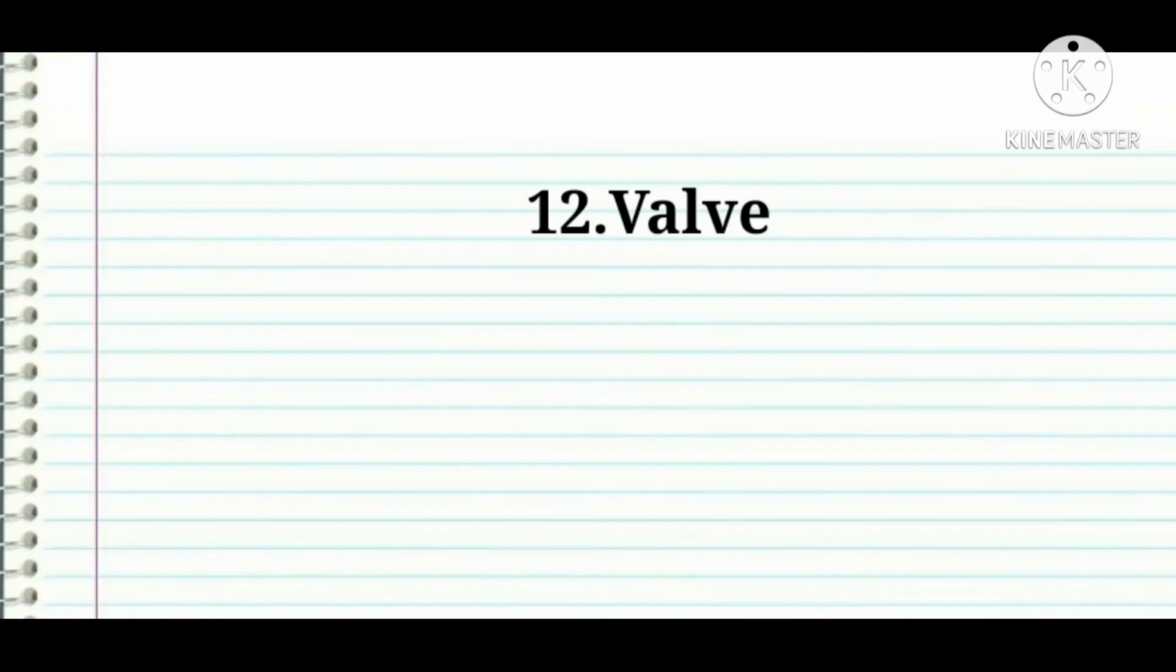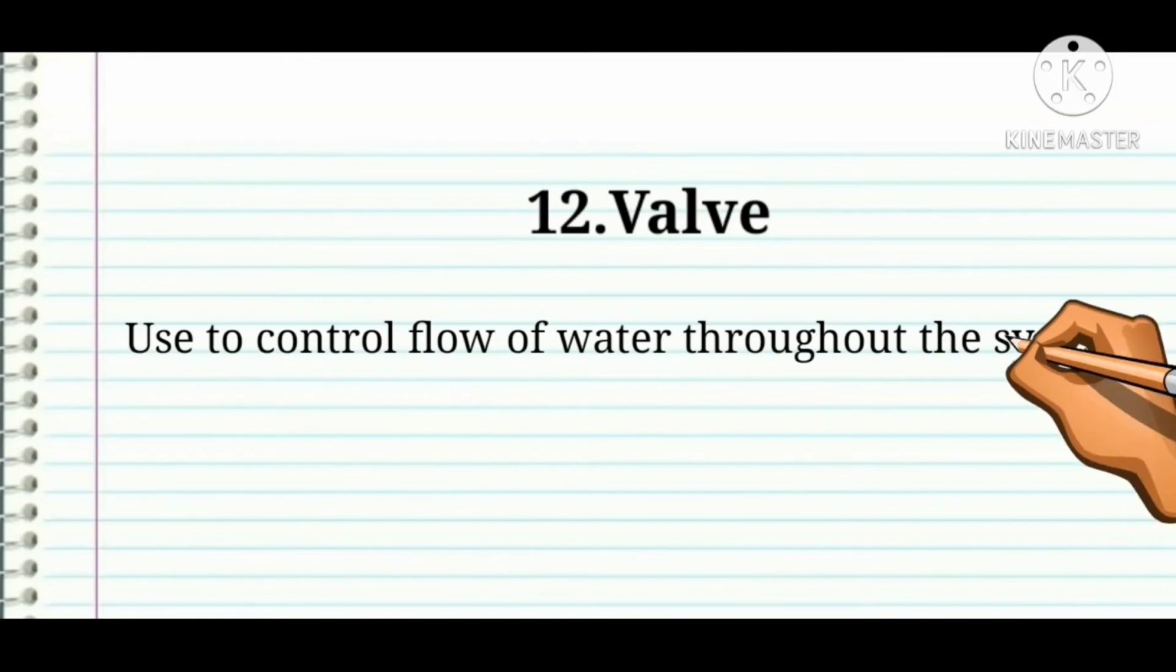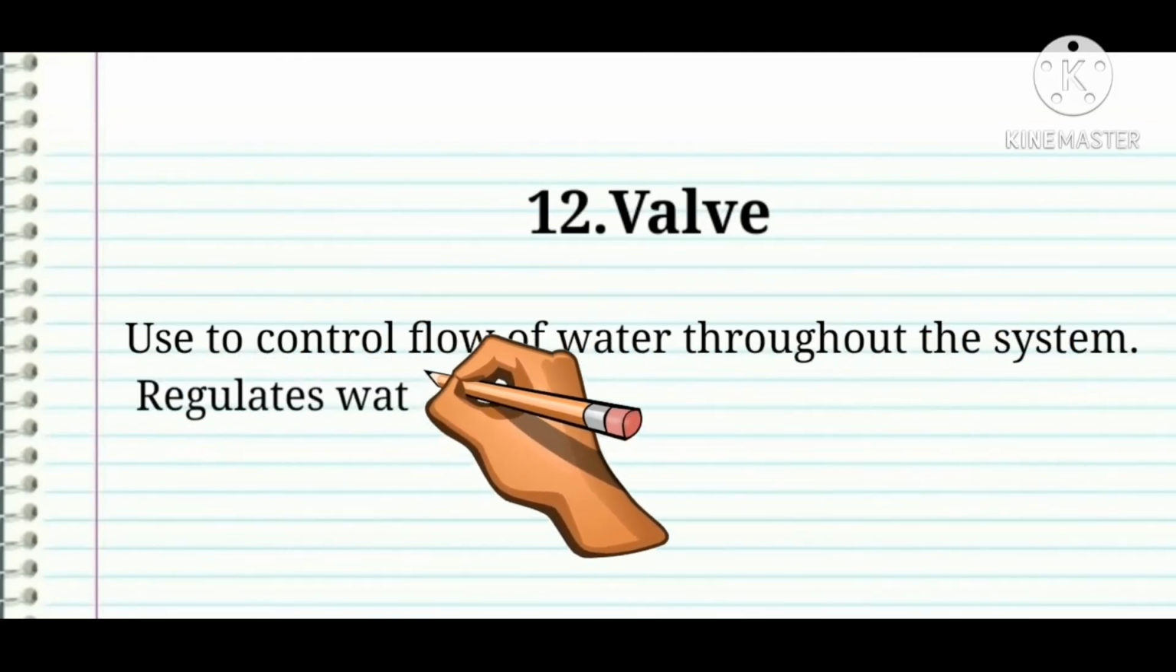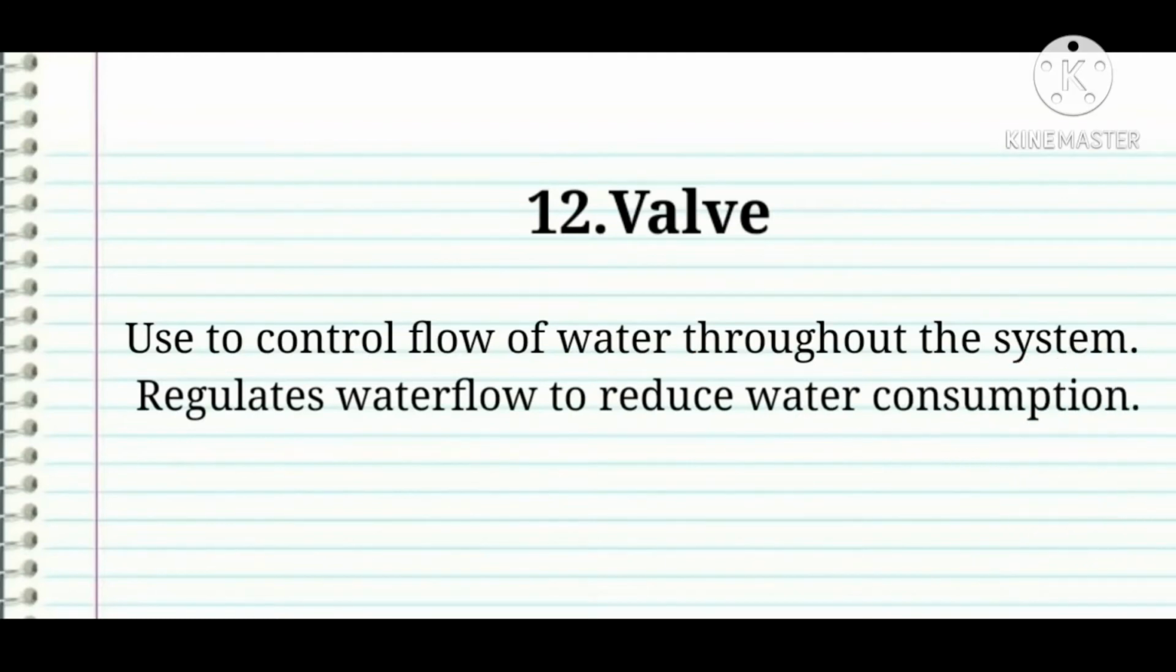Number 12 is valve. It is used to control the flow of water throughout the system. It regulates the flow to deliver the appropriate amount or quantity of water to reduce water consumption. Madalas sa ating mga tahanan, ito ang pinipihit ng ating mga nanay upang malimitahan ang paggastos ng tubig upang mabawasan ang bayaran. Kasi tayong mga bata, sobrang makonsumo sa tubig. Tubig, tama? Tama nga naman sila.